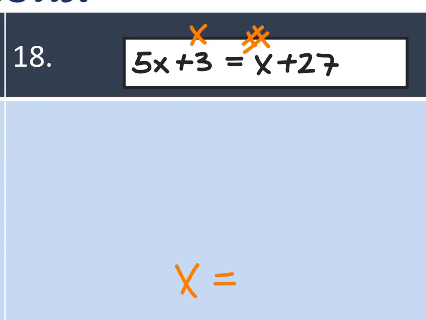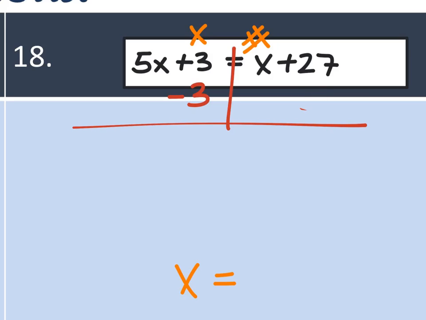Since I've got x's on the left and numbers on the right, here's why this is important. I'm going to use a principle of equality here, so whatever I do to one side, I have to do to the other side. Since I've got x's on the left, the 5x is okay. That's on the correct side of the equal sign. But the plus 3 does not have an x. It's only a constant, so I need to zero that out. I'm going to subtract 3 from both sides.